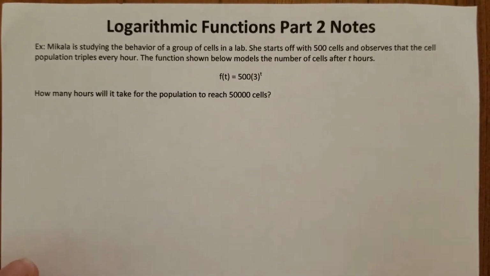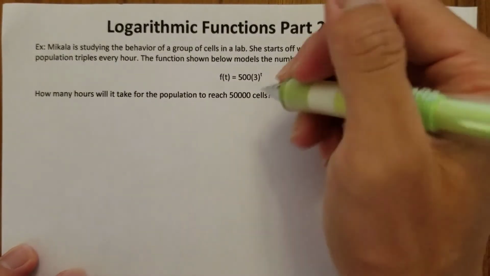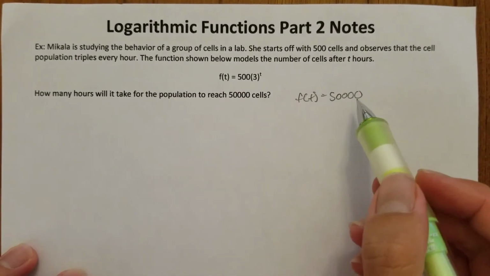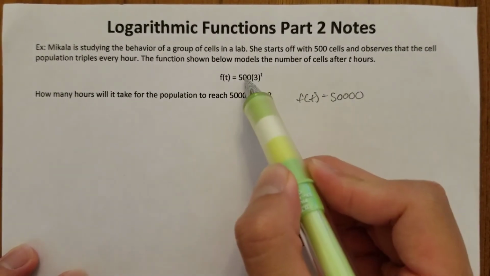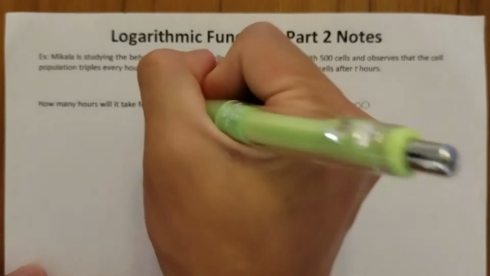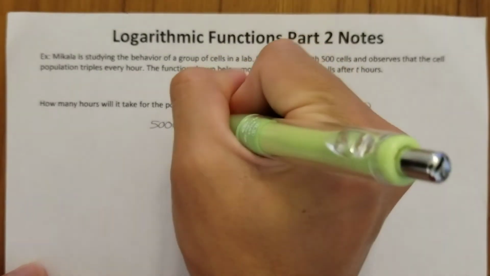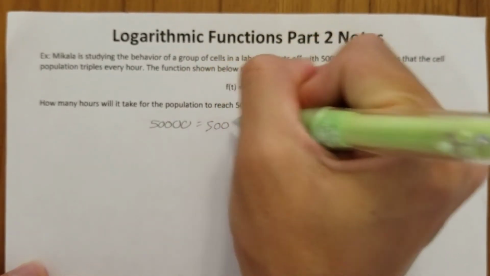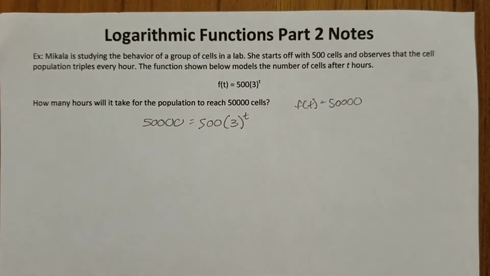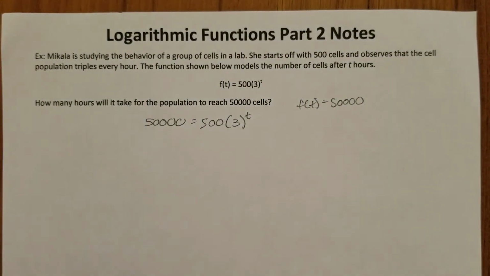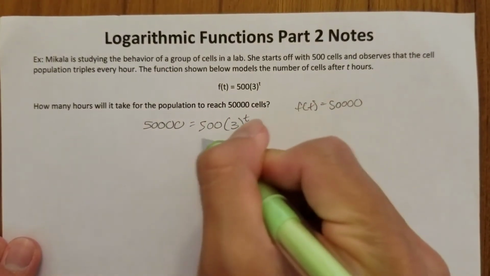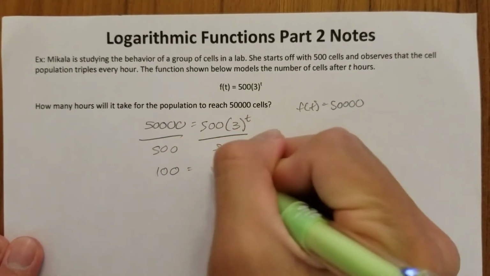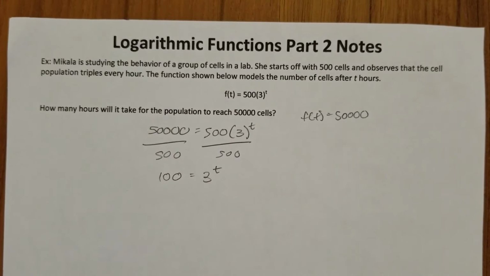So how many hours will it take for the population to reach 50,000 cells? What we know here is f of t is our output. That's what we're trying to find. We're trying to figure out how long it takes to get from 500 cells to 50,000. So we substitute 50,000 in for f of t. So 50,000 equals 500 times 3 raised to t. Next, we want to isolate this expression to solve for t. Divide by 500. Now we're left with 100 equals 3 raised to t.